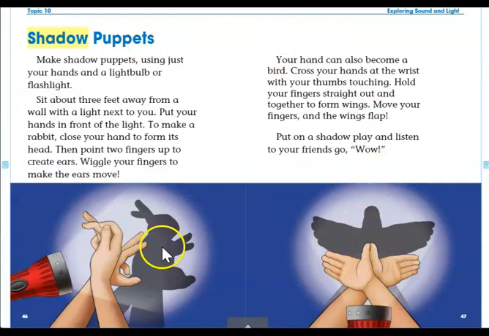In this procedural writing, we learned how to make a hand puppet for a rabbit or a bunny and a hand puppet for a bird. And then at the end it says, put on a shadow play and listen to your friends go, "Whoa!" Wouldn't it be fun to do that? You can do that with a bunny and a bird, or you can try to come up with your own 2 animals. I would love to see what you can come up with.